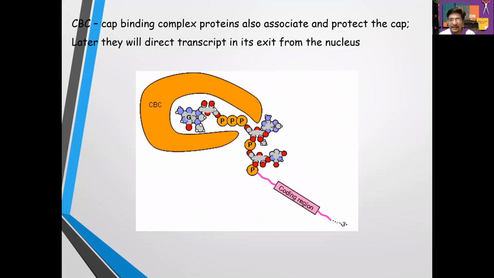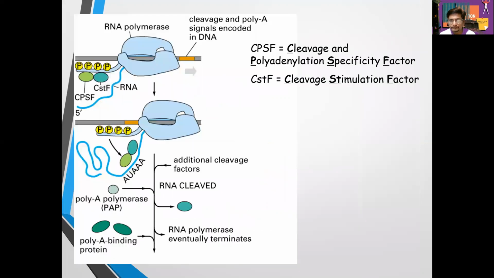Look at this. Once the cap is formed on the 5' terminus, and you can see over here, this is the one protein we call the CBC, cap binding complex, which is going to protect the 5' end so that exonucleases cannot attack it. And this plays a very important role even in the transport of the messenger RNA from the nucleus to the cytoplasm.